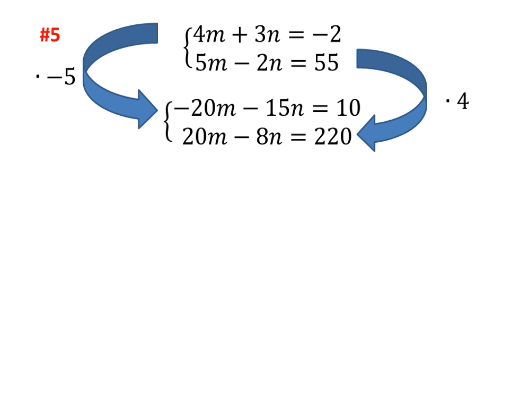And the reason I did this is now when I look at these two equations that I have, when I combine them or add them, the m's will cancel out because we have -20m plus 20m. So by adding these two equations together, we're left with no m's because they canceled out. We have -23n because -15n plus -8n is -23n. And 10 plus 220 is 230. So now I have a very simple algebraic equation to solve. Dividing both sides by -23 tells us that n is equal to -10.